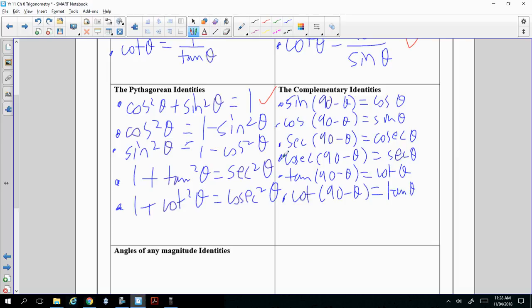All right, you just learned the formulas today. Hang on. After you finish this, hang on. Okay, we've got one more: angles of any magnitude. Yeah, good idea, we'll leave it for Friday. Make sure you come to school on Friday. Okay, angles of any magnitude.